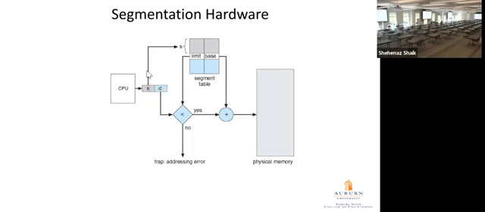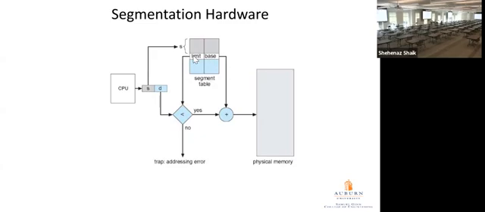The segment number is the one which identifies the corresponding entry in the segment table. And from the segment table, we get the information regarding the physical memory location where the particular segment is loaded, which is given by the base value here. And limit gives us the size of that particular segment.